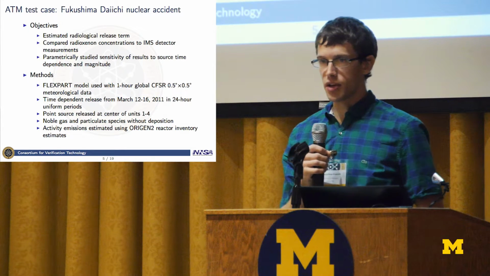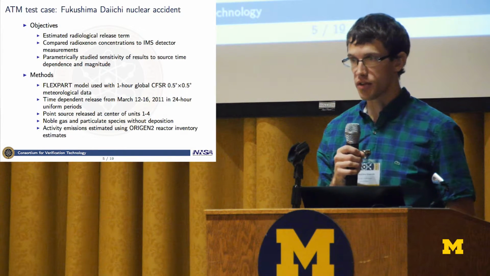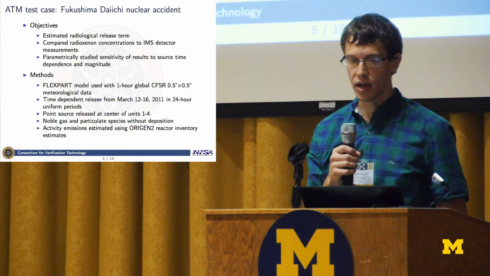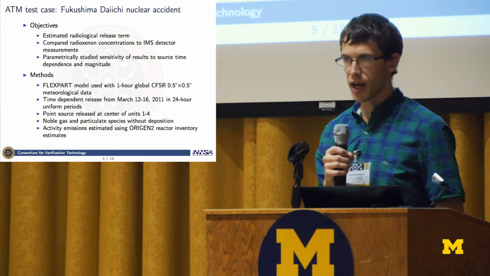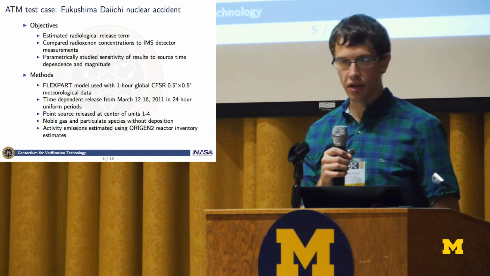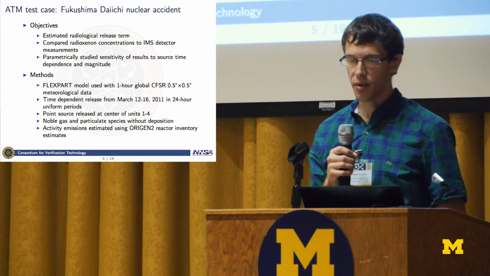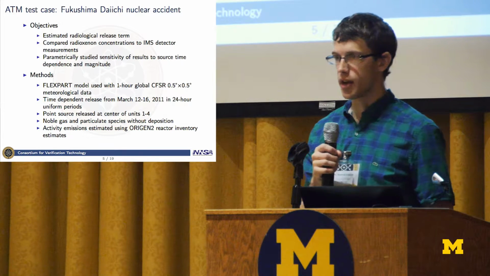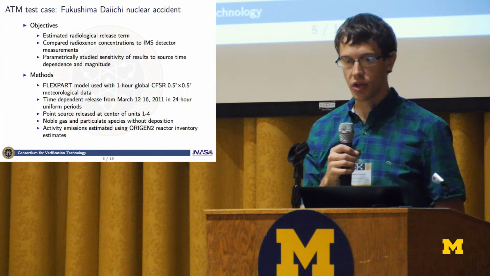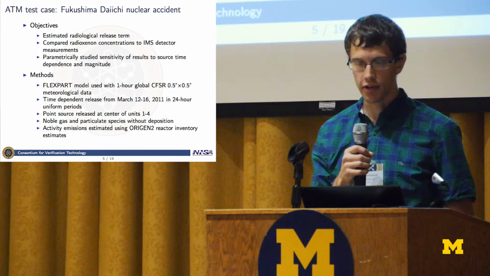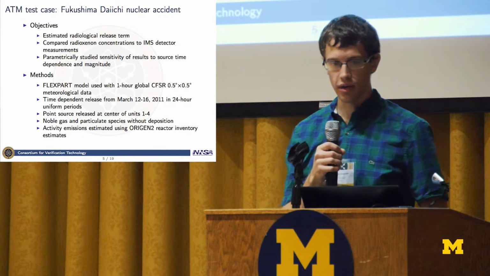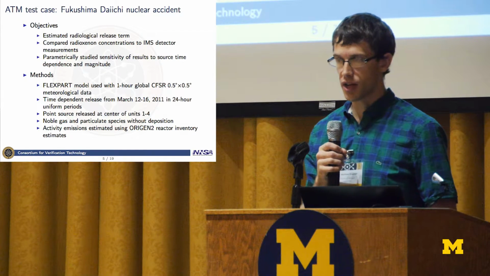So the method that we're using, the code that we're using, is called FLEXPART. It's a Lagrangian dispersion model, and we used 1-hour global climate forecast data on a 0.5 degree global grid, and we assumed a time-dependent release spanning from March 12th through the 16th of 2011 in 24-hour periods. And the point source we released at the center of units 1 through 4 geographically. And we used both noble gas and particulate species in our simulation, with activity emissions estimated using an ORIGEN 2 reactor inventory calculation.